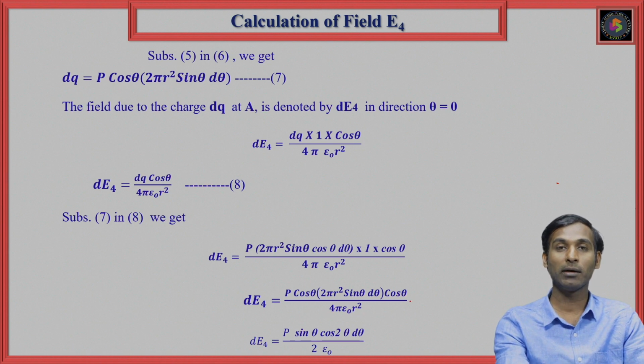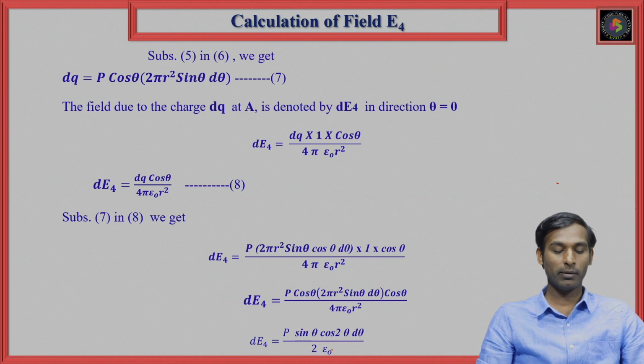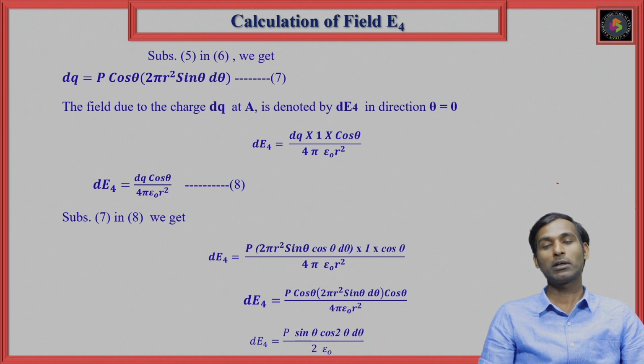Simplify this equation, we will get dE4 is equal to P sin theta cos theta d theta divided by 2 epsilon naught. Epsilon naught is said to be the dielectric constant, or the permittivity of free space.